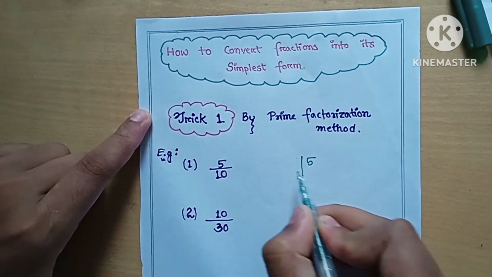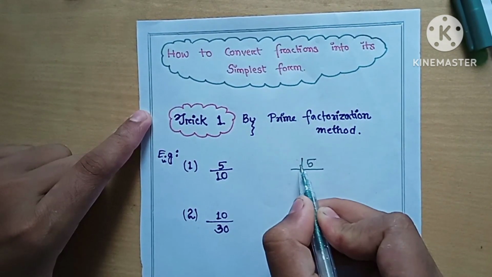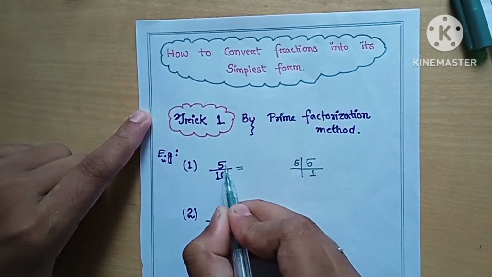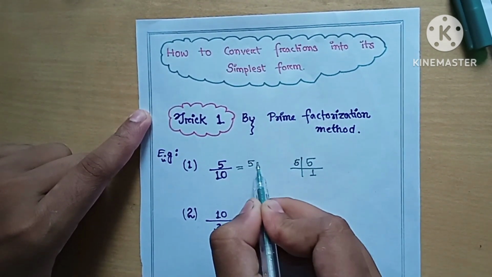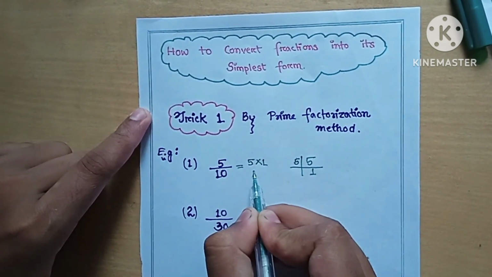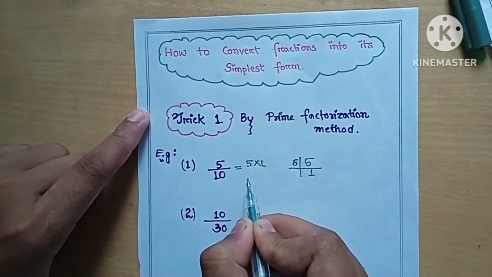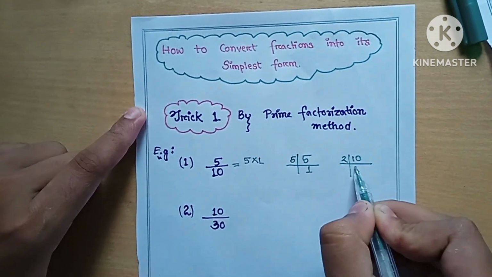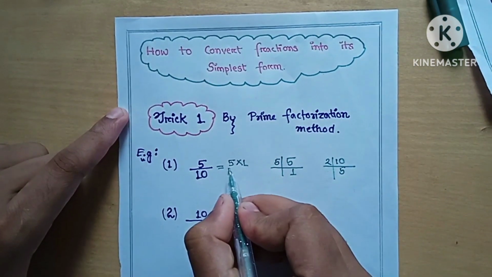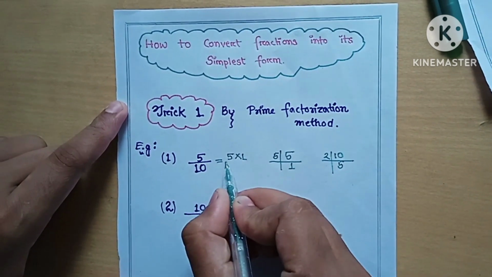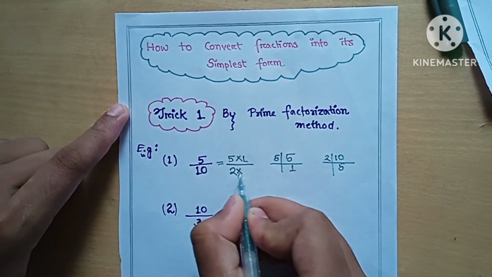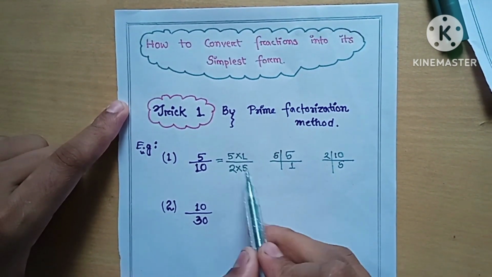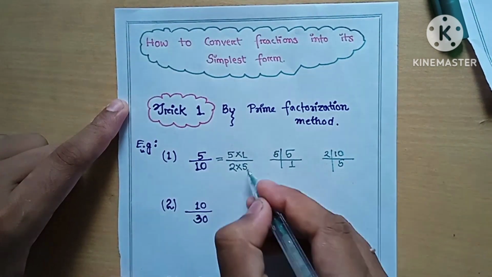Here, 5 we can write as 5 into 1. Okay, now how to convert 10 into its prime factors? 10 is 2 into 5. Therefore we write 10 as 2 into 5. Now see which are similar here. 5 are similar, therefore we can cut it.